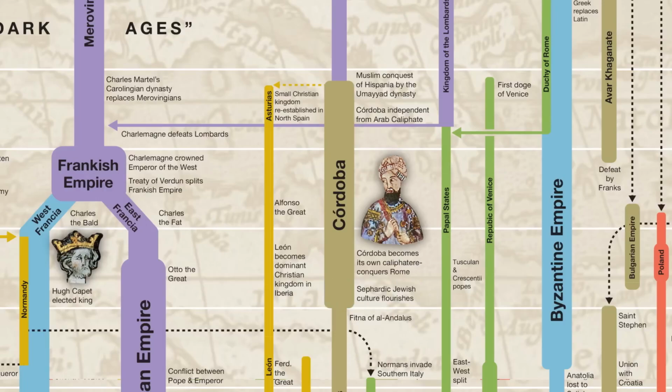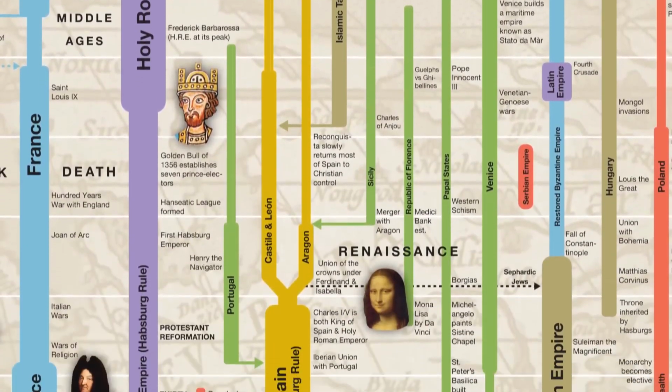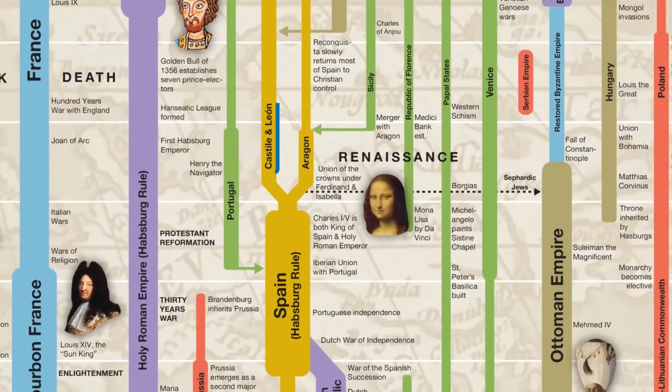There was, however, one small Christian kingdom that held out against the Muslims in Iberia, the Kingdom of Asturias. It eventually evolved into the Kingdom of Leon, and then merged with Castile. Two more Christian kingdoms, Portugal and Aragon, also started to grow in Iberia and reconquer land from the Muslims in a process known as the Reconquista.